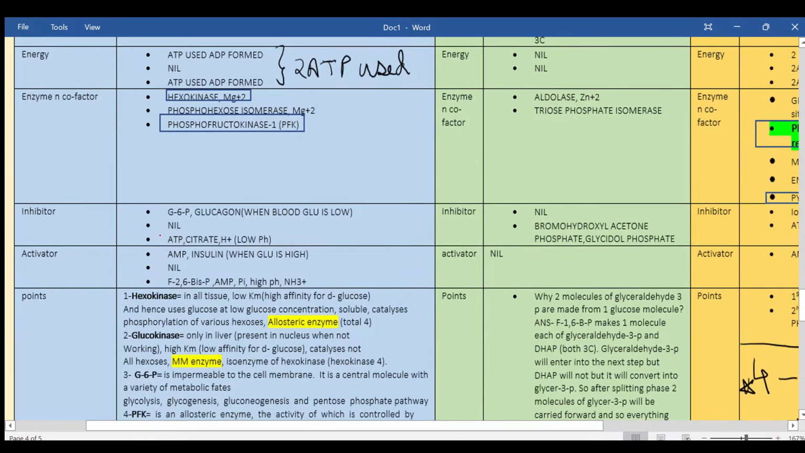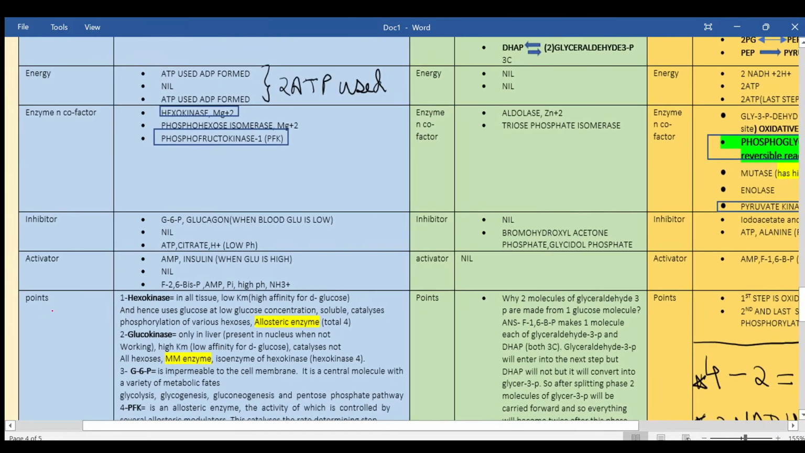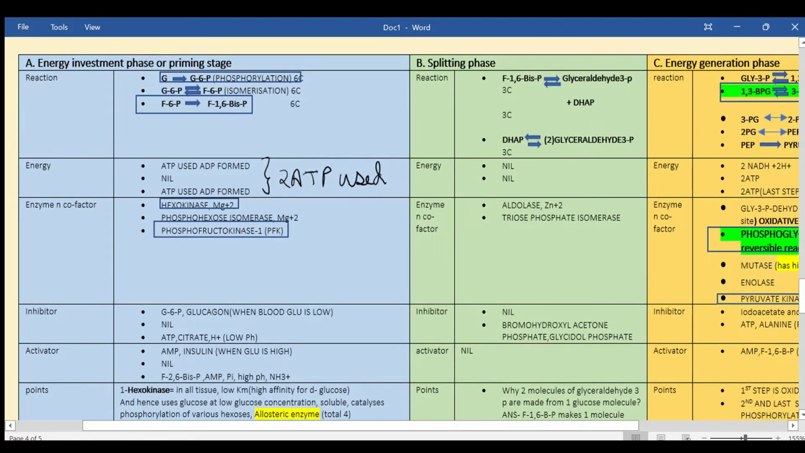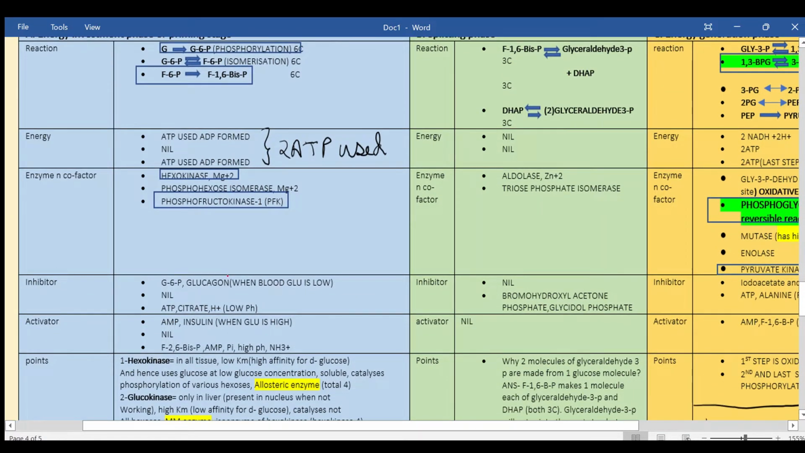Now the inhibitors. Inhibitors are, for example, glucose 6-phosphate and glucagon. These are inhibitors of hexokinase, and these will inhibit the first step, that is glucose to glucose 6-phosphate. And let me clarify one thing here.